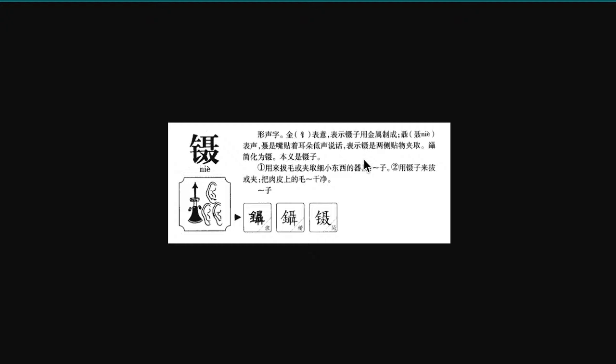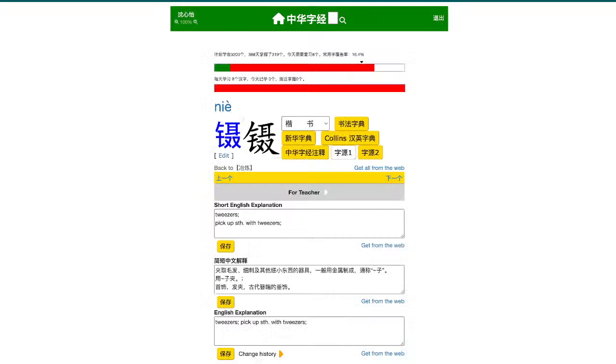Tweezers are usually small, and getting something with them needs some care, needs to be very careful. I think this is appropriate, because when you get really close to speak quietly in the other person's ear, that's also something that must be done with much care. Okay, so this is 聂.